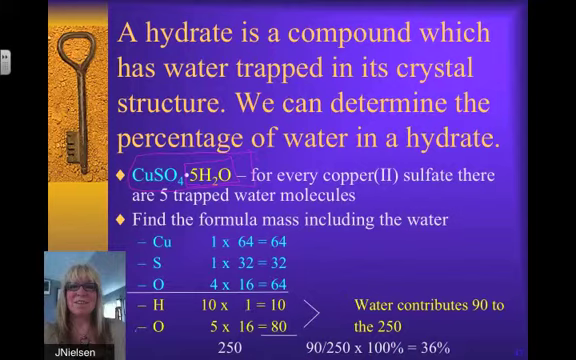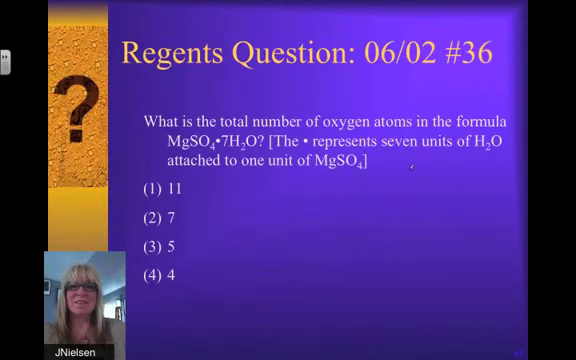Now they separate it out. I tend to do it differently. I just do H2O, and I've got 5, so I've got 5 times 18. And I'm going to get the same thing. 5 times 18 is going to equal 90, which is what they got here. So my part is my 90, and the whole is the whole thing, so 36%.